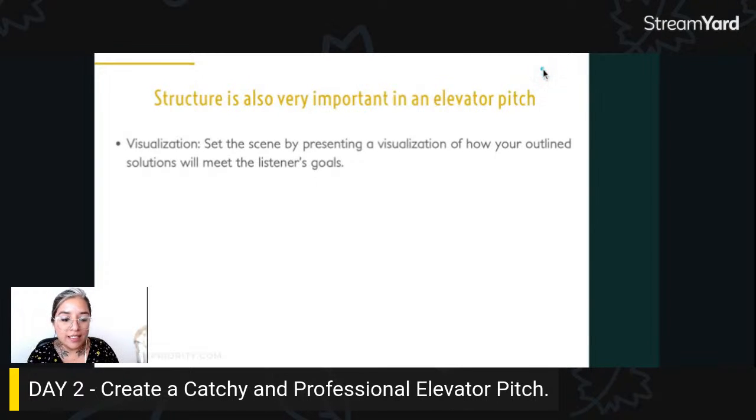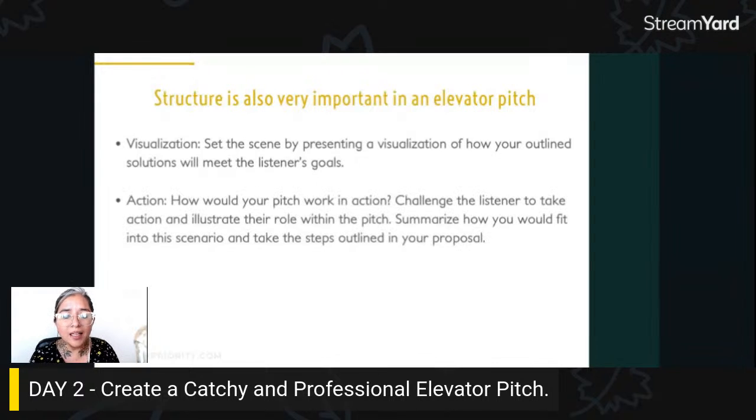Okay, so visualization. It is important for you to help the other person visualize the benefits of working with you, of hiring you, right? And then you have action. How would you pitch work in action? Challenge the listener to take action and illustrate their role within the pitch. So you have to summarize how you would fit into this scenario and take the steps outlined in your proposal.